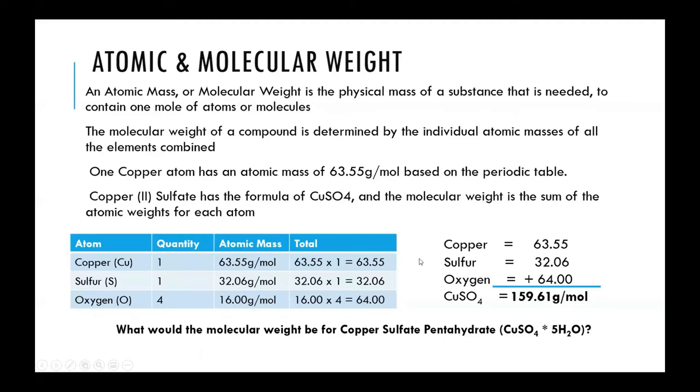Add all of these together and you end up with the overall molecular weight of copper sulfate, which is 159.61 grams. This is how much material in a lab setting would need to be measured or weighed out in order to obtain one mole of the compound of copper sulfate.